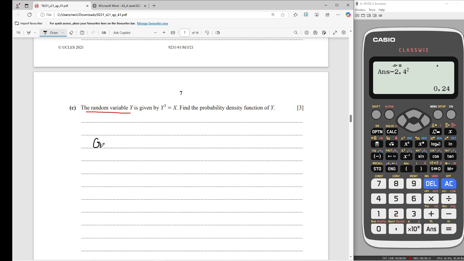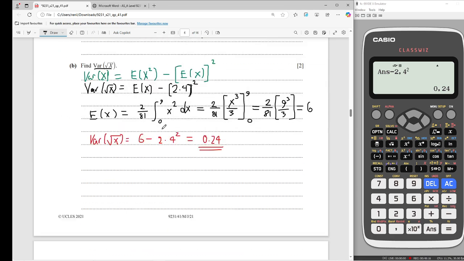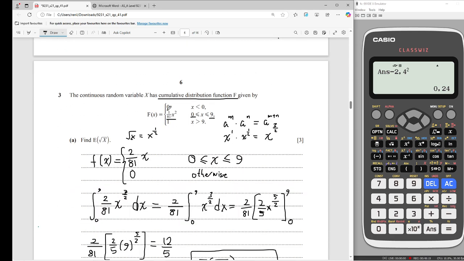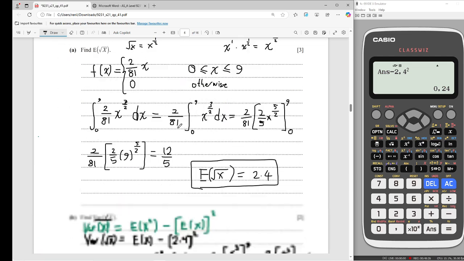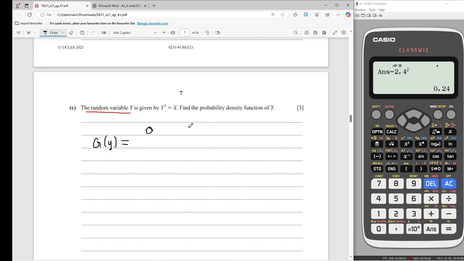So g of y is equal to 0 for the first case, that stays 0. This is applicable when x is lower than 0. So when x is lower than 0, we basically have y cubed lower than 0. When you solve this inequality, it's just going to be y lower than 0, so we can just erase the exponent here. Okay, moving on.